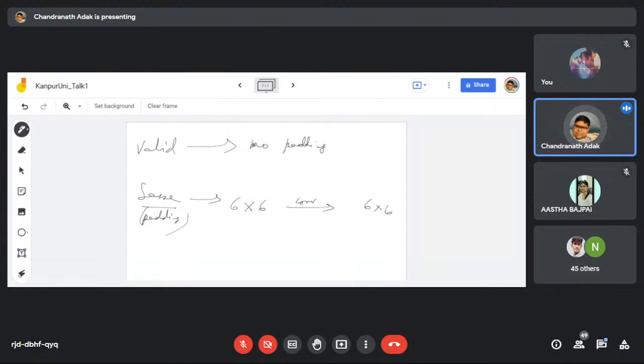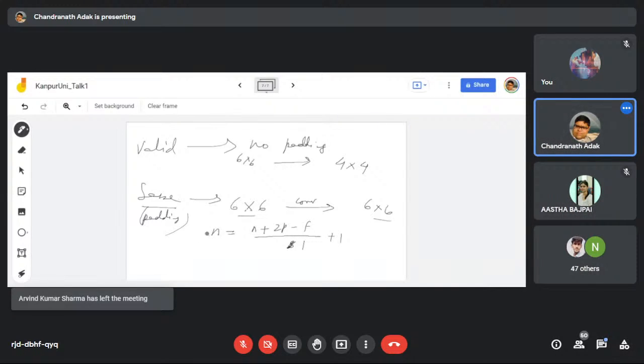In the first case, we did not use any padding. That's why I was getting 6 cross 6 and the output was 4 cross 4. But suppose I want the output also to be 6 cross 6. So then what will be the case? n equals (n plus 2p minus f) by s plus 1. For s I used 1, so the n cancels out, so 2p minus f plus 1 equals 0.